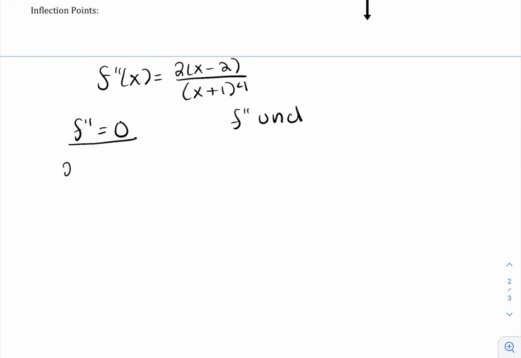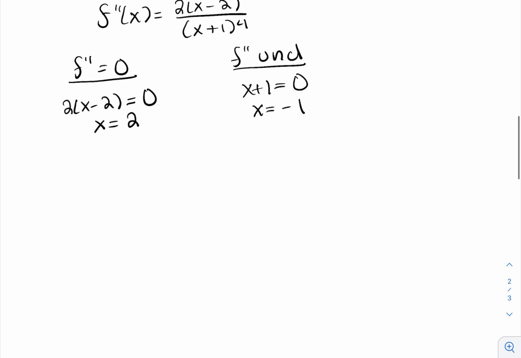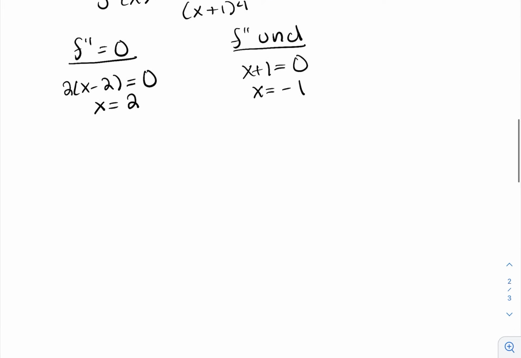So again, it's 0 when 2 times (x minus 2) is equal to 0, which gives us x equals 2. And it's undefined when x plus 1 is equal to 0, when x is equal to -1. And remember, I don't have to do it 4 times, because that 4 just tells me that I have x plus 1 four times. So I don't need to set x plus 1 to 0 four times. They all give me x is equal to -1. So then I have two partition numbers, -1 and 2. Only one is part of the domain.